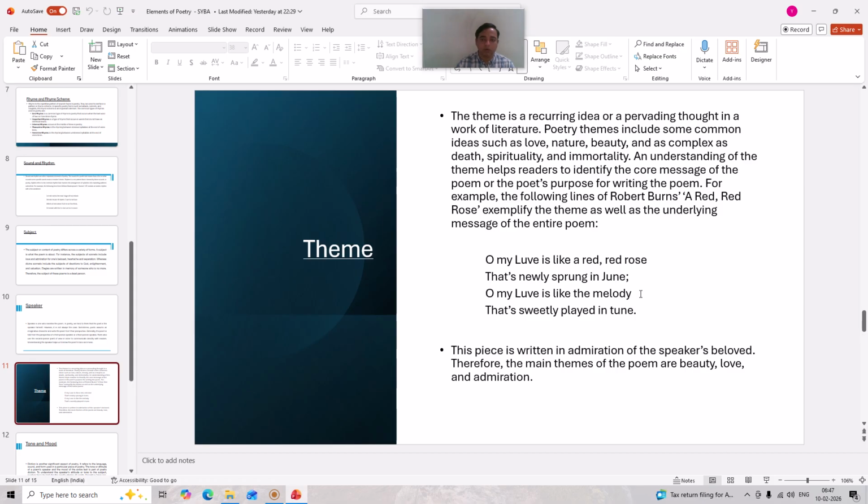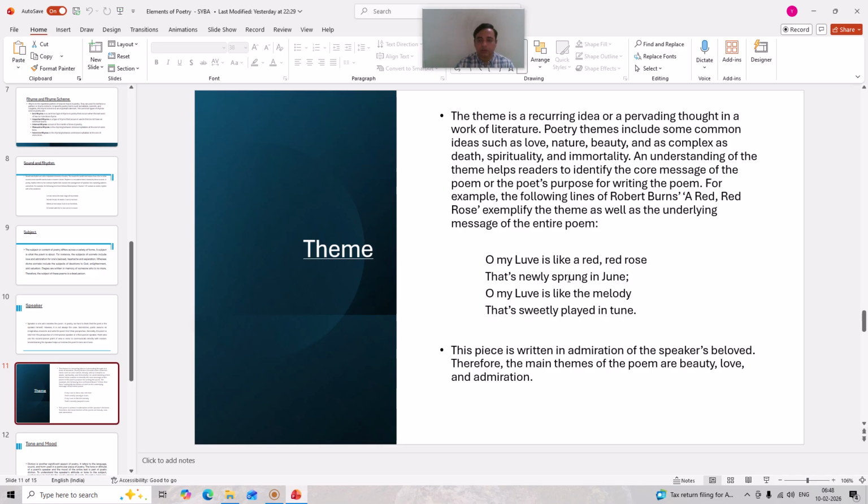For example, the following lines of Robert Burns' A Red, Red Rose exemplify the theme as well as the underlying message of the entire poem. My love is like a red, red rose that is newly sprung in June. My love is like the sweet melody that is sweetly played in tune.